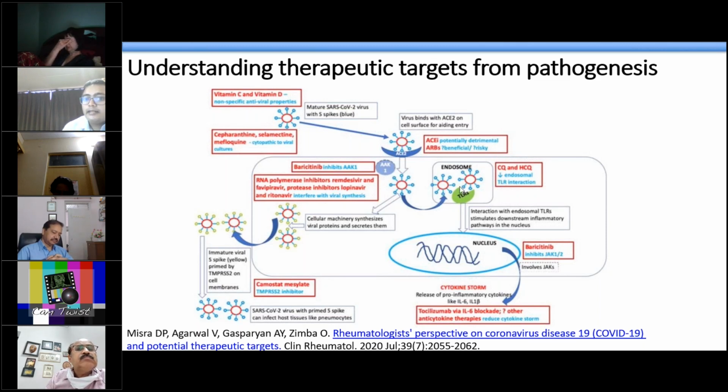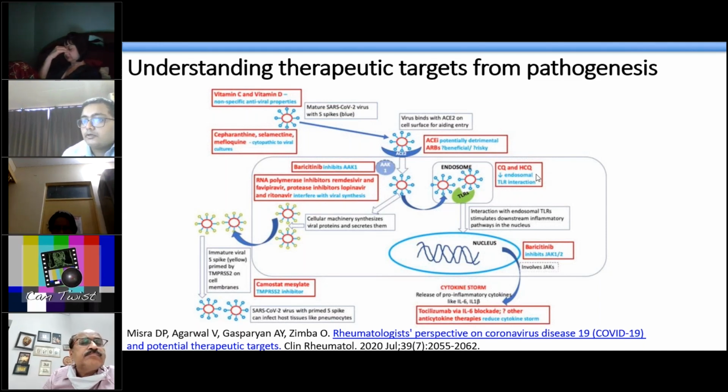Endosomal interactions can be minimized by chloroquine and hydroxychloroquine. Again, these are areas of controversy. It's not my intention to talk about that today, just to understand what the various targets are and why. And you have molecules like baricitinib, which inhibits JAK1 and 2, which are involved in inflammatory responses as well as in the entry of the virus, and in cytokine storm if you have it. Then therapies like interleukin 6 blockade, corticosteroids, and other anti-cytokine therapies are also being explored.